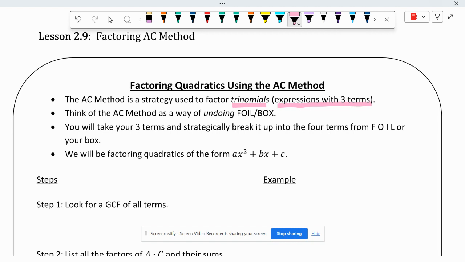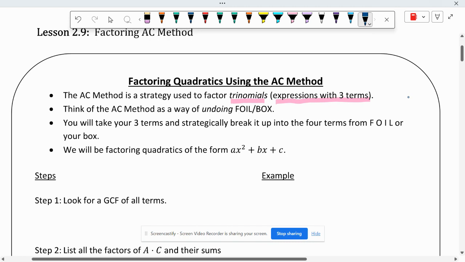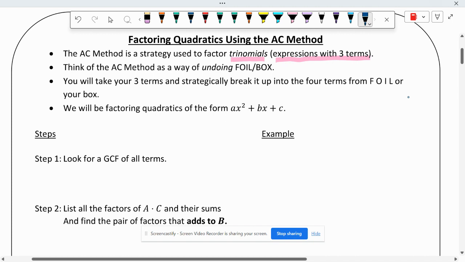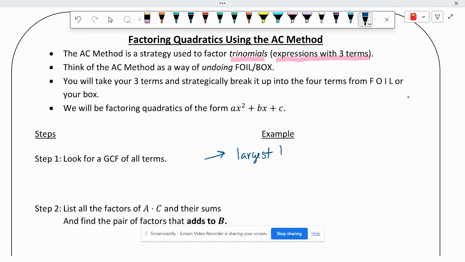So think of the AC method as a way of undoing the FOIL box. You're going to take your 3 terms and break them up into the 4 terms from your FOIL, and then you're going to factor them. So the first thing that you want to do, the steps are to look for a GCF. Remember, a GCF is the largest number that divides what? Do you guys remember? Yeah, it divides all the terms. It's the largest number that divides all the terms.